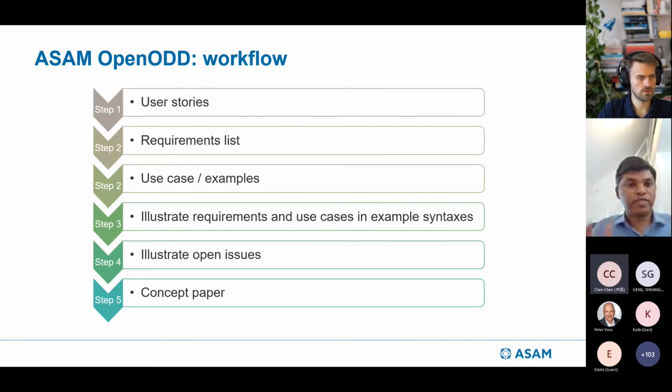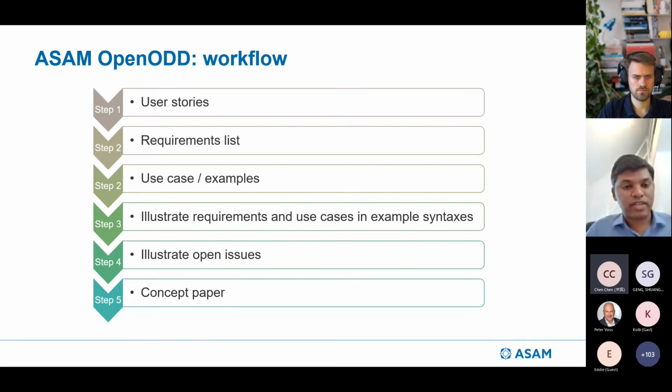So how did the whole workflow happen? When we were trying to come up with the concept paper, which is our end goal here, we started off with user stories and then created a set of requirements from those user stories. One of the important aspects here was that requirements sometimes can be misinterpreted or interpreted differently by different people. So we created examples for each of those requirements, and we used those examples to illustrate the concept in 2 example syntaxes. We'll see a bit about this in the next slide.